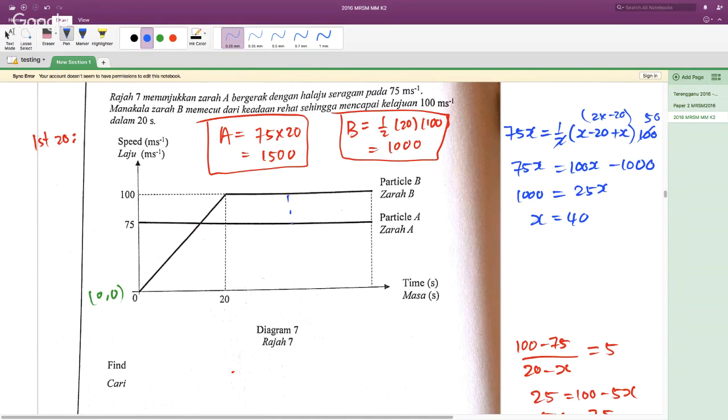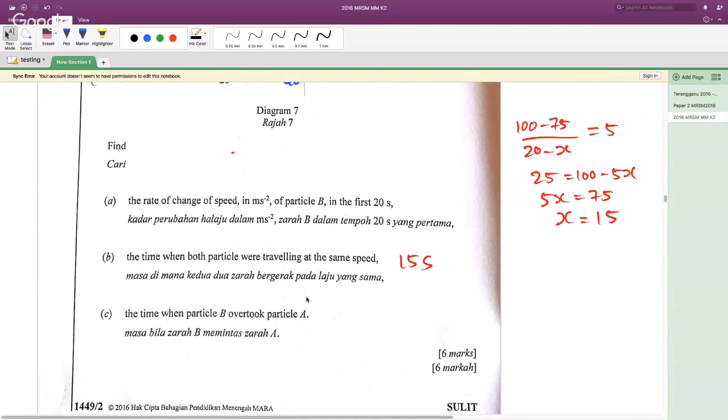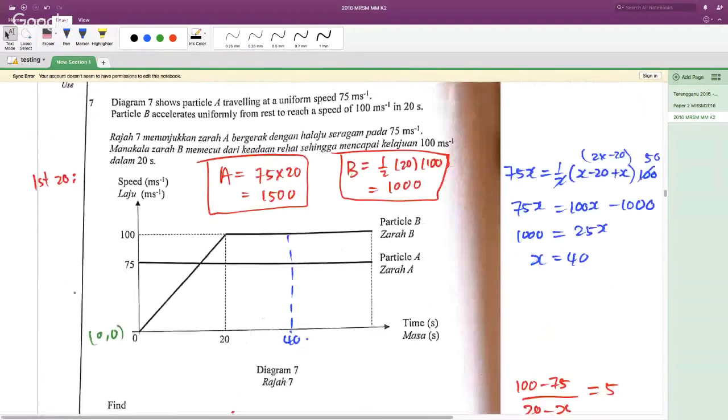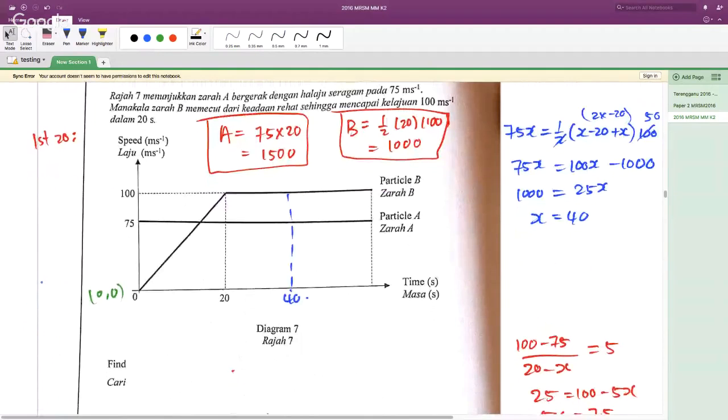So that means at 40 seconds, both of them travel the same distance. Therefore, particle B overtakes particle A after 40 seconds. So the time is equal to 40. Yeah, this one is quite tough because I seldom see this question in SPM. Anyway, it's very interesting. This kind of question can help us think more. I hope you can understand that. So yeah, let me move on.